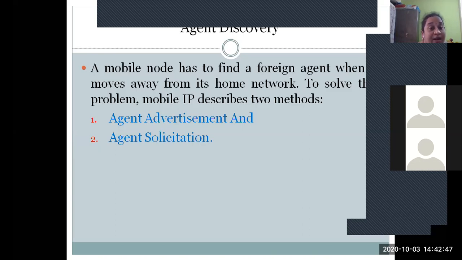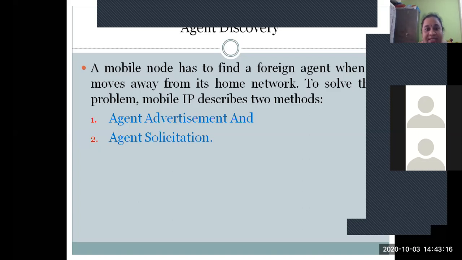In order to have your identification to be exposed, first you have to find out the foreign agent. For that, the agent advertisement and agent solicitation methods have to be followed. That is, mobile IP follows two methodologies in order to find the corresponding foreign agent for a particular mobile host. What are those? Agent advertisement and agent solicitation.